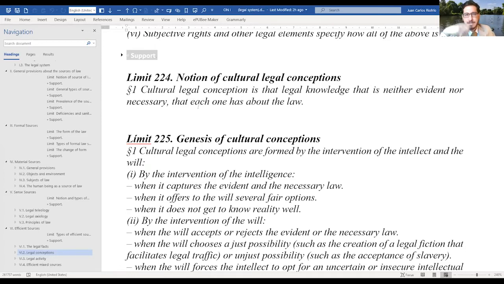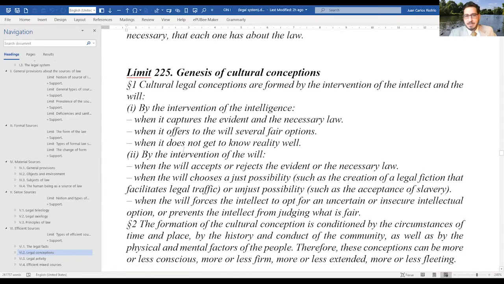It's not necessary in the way of how we can get married. Well, it's not necessary. It is a cultural conception. That's why there are so many possibilities. Well, but we understand one of them, that it's okay. Perfect. But it's cultural. It's not necessary. It's not evident.